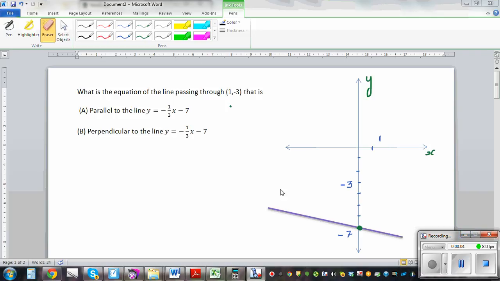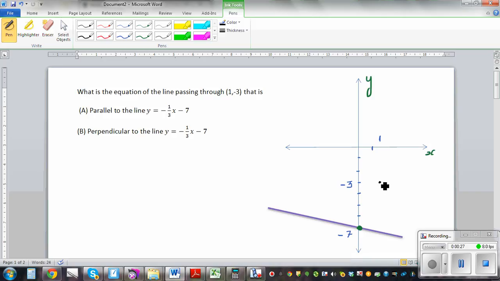What is the equation of the line passing through (1, -3) that is parallel to this line, y = -1/3 x - 7, and perpendicular to the same line? So you've got a point and a line. The point is (1, -3).